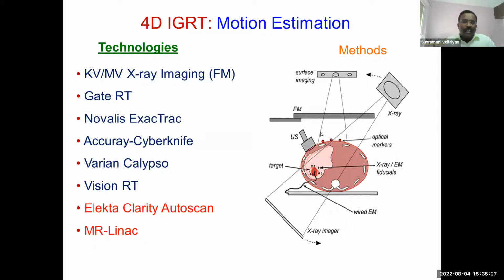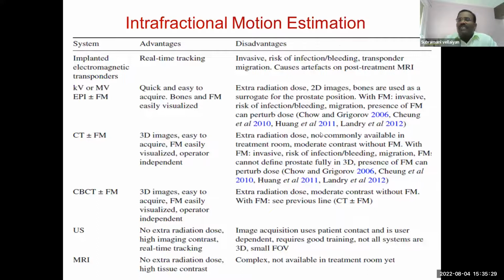If you look at them, all these systems have some advantages and disadvantages. Implanted electromagnetic transponders like the Calypso system give real-time tracking, but are invasive. You have to implant the transponder fiducials, and there is a risk of infection. Transponder fiducial migration is also one of the risks and disadvantages. Again, it may cause an artifact post-treatment in case an MRI is used.